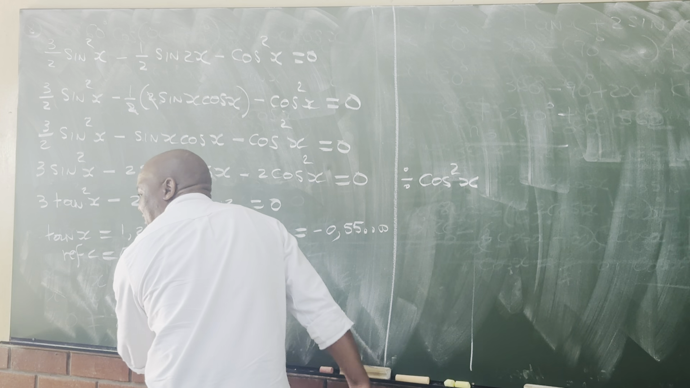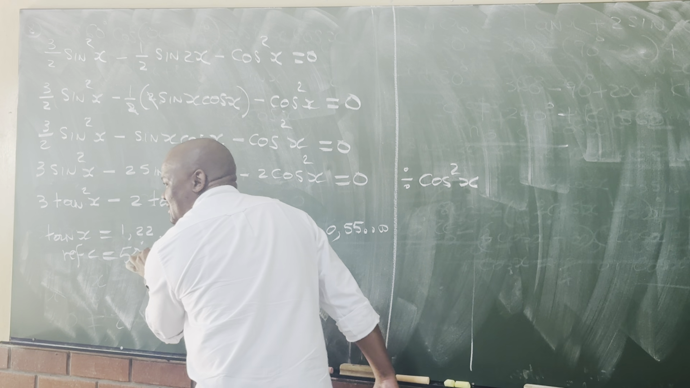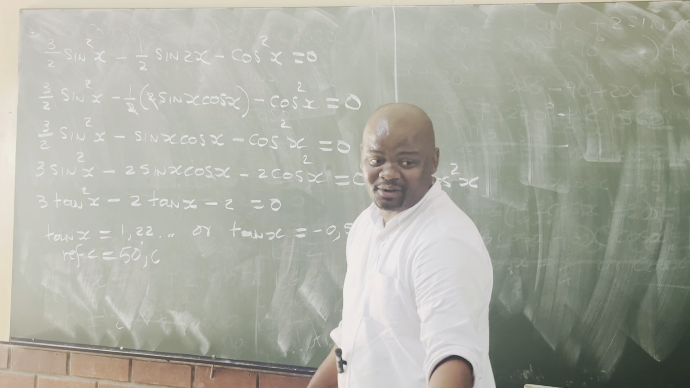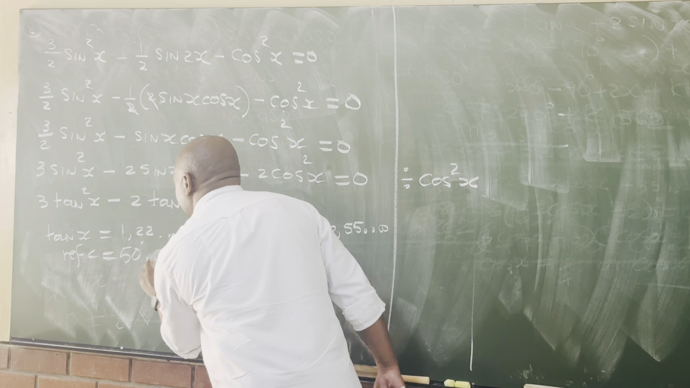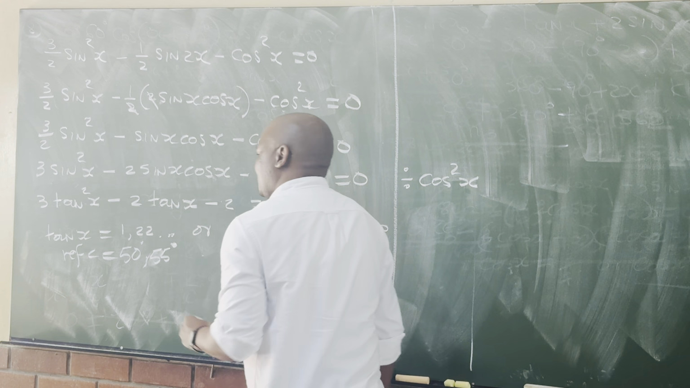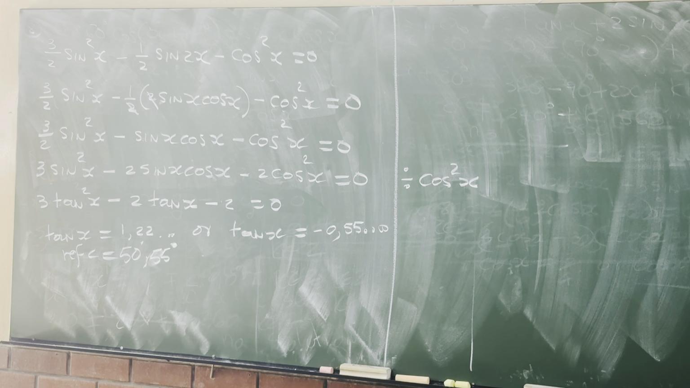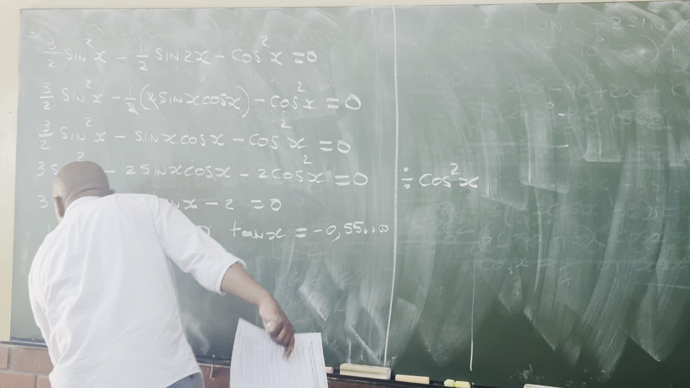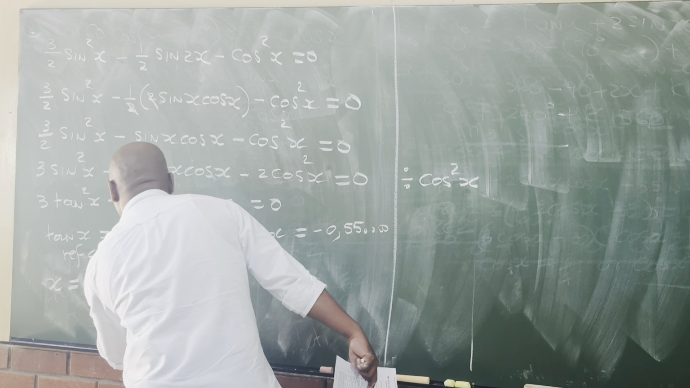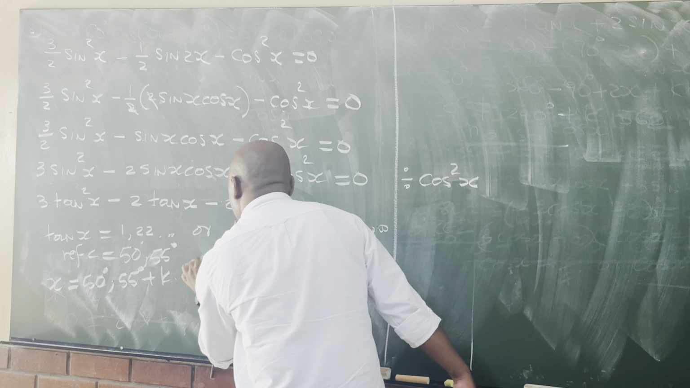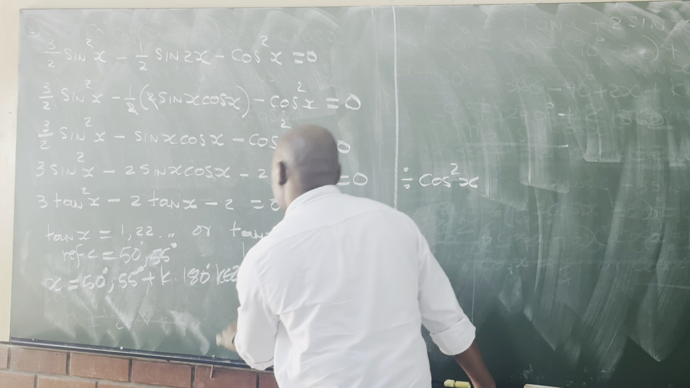Okay, what's the reference angle? 50,66, if you didn't round off. Okay, so this is 50,55. Then the nice thing about tan is that we only look for one solution. So this is x equals 50,55 plus k times 180, where k is an element of integers.